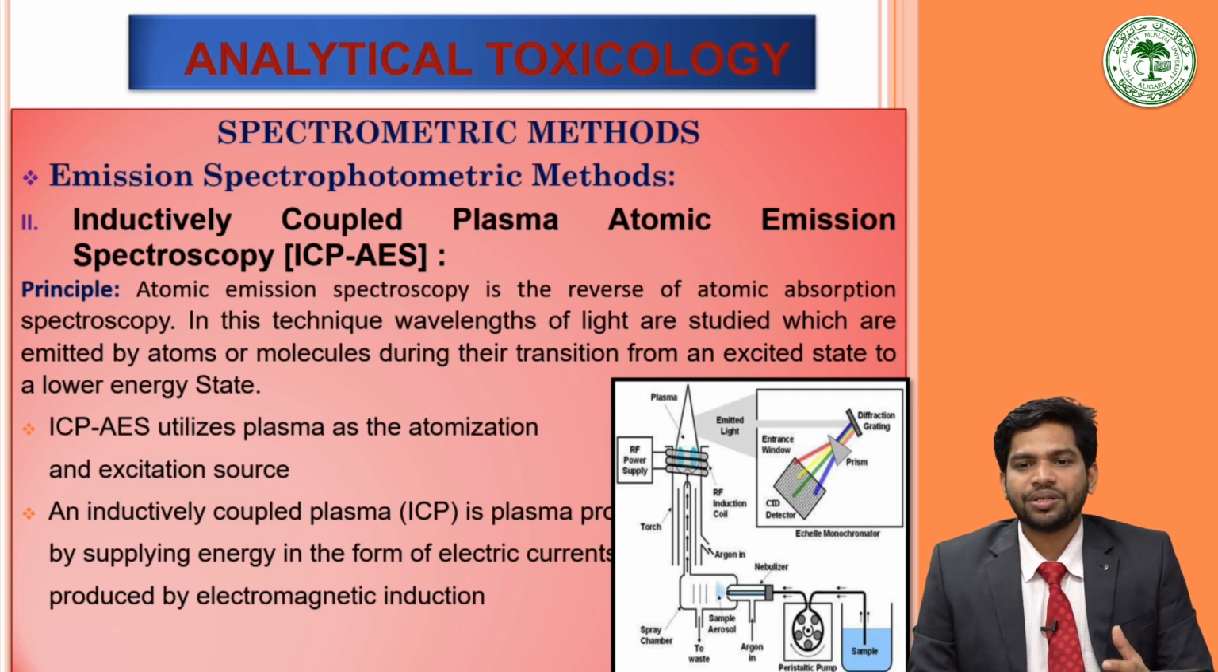Then another emission spectrophotometry is inductively coupled plasma atomic emission spectroscopy. Atomic emission spectroscopy is the reverse of atomic absorption spectroscopy. In this technique, wavelengths of the light are studied which are emitted by the atoms or molecules during their transition from an excited state to a lower energy state.